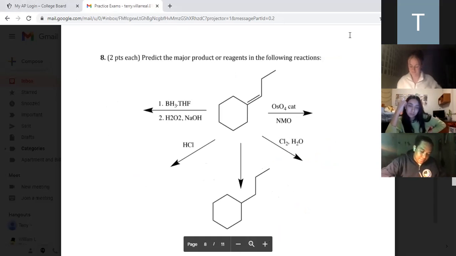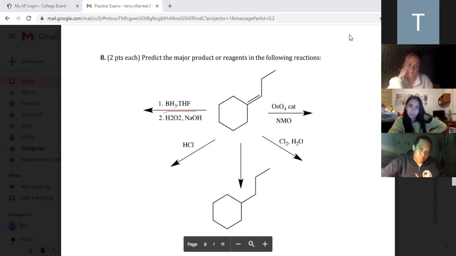Reaction... I forgot what these are called. Reaction trees. So basically, we all start with the same product, and we just have to think what each of these are going to do. So let us go through and talk about them one by one.